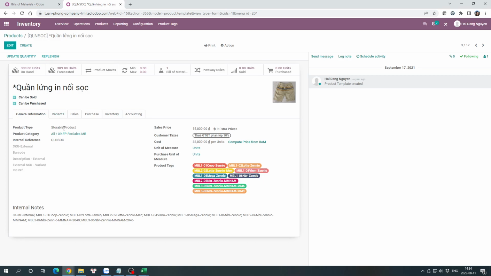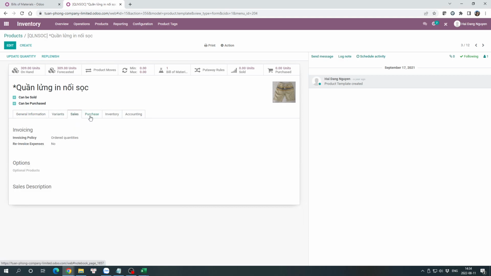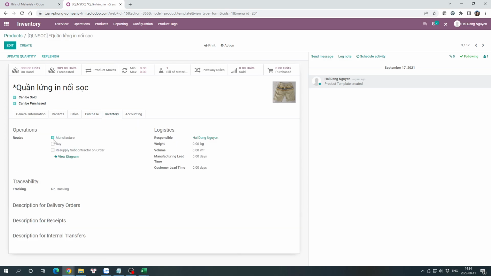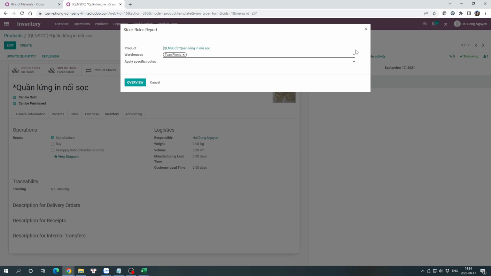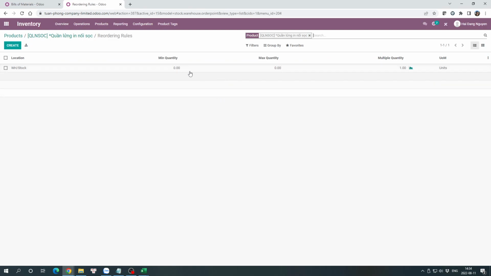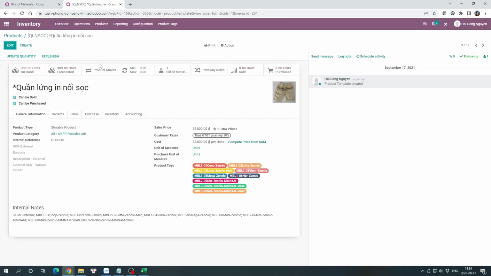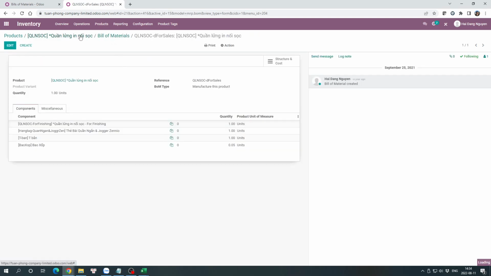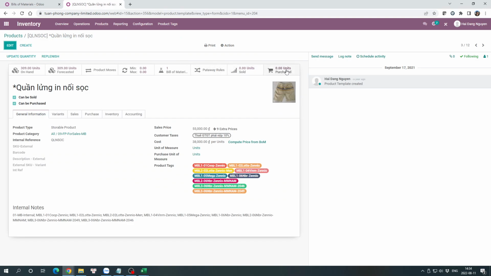Okay. Category, variant, sales, purchase. No, you produce this one. Inventory, see, you manufacture it by your finishing team. You want to see the diagram if you want to. And again, reordering rule, make sure you have this. It's not used in any other bill of material. It's got a bill of material to produce it, and we already saw it. Back to this product, unit sold. Okay.